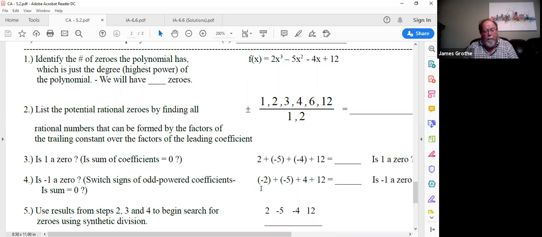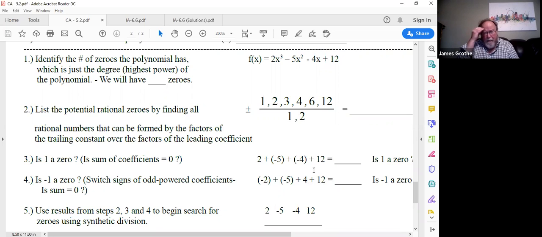Secondly, what about negative 1? So we switch the odd power signs one more time. X cubed is odd, so that 2 becomes a negative 2. X squared is even, so minus 5 stays a minus 5. X to the first is odd, so I'll change that minus 4 to a positive 4. And the plus 12 is even power, so that stays a plus 12. When I add a negative 2, a negative 5, that's negative 7, plus 4, that's negative 3, plus 12. Unfortunately, that's not 0. So negative 1 is not 0.